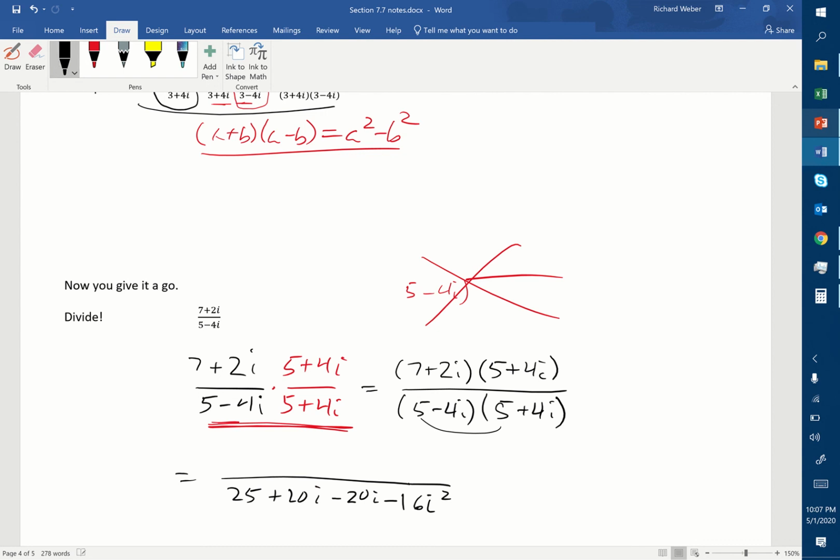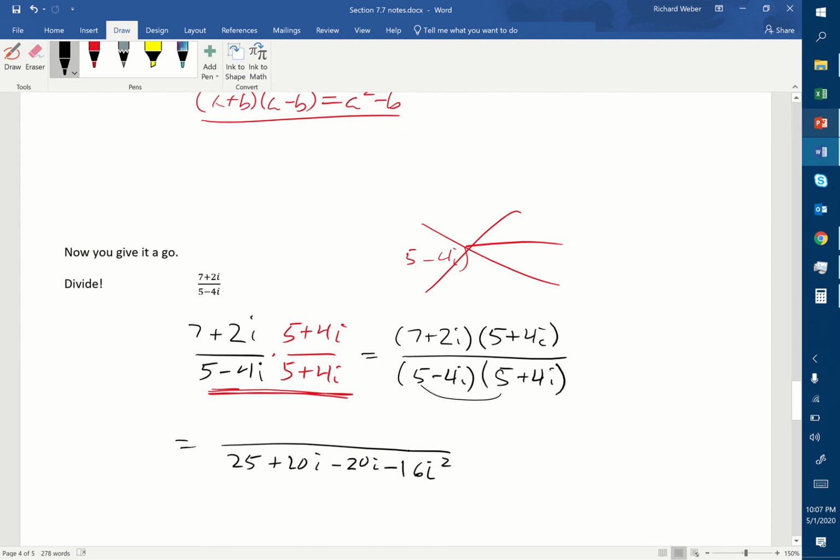Remember that lesson from a few moments ago? Okay. While we're at it, we might as well do the top. So the top becomes 35. This is just whatever happens, happens. So we end up with plus 28i, and then plus 10i, and then plus 8i squared.